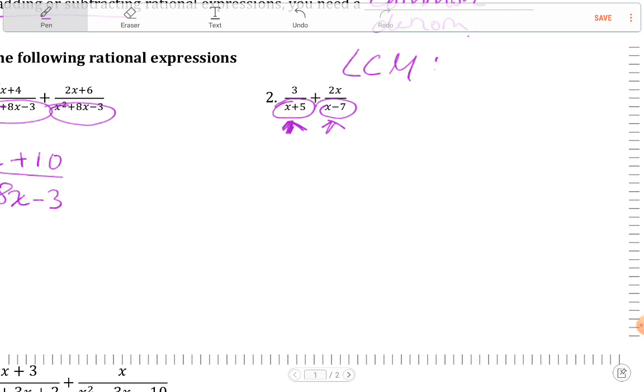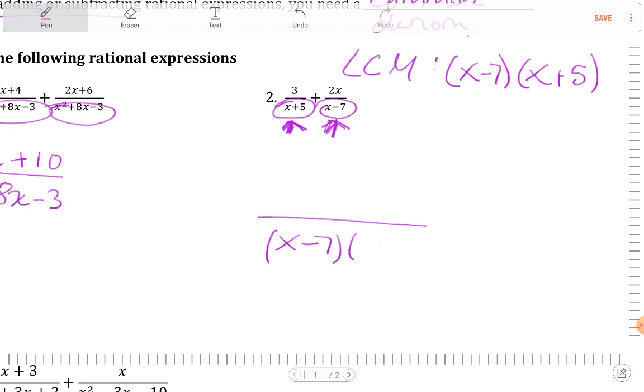And this side, we're missing an x minus 7. And what is missing on this side? I'm missing an x plus 5. It's like cross multiplying. So the least common multiple that I can find is x minus 7 times x plus 5. So this becomes my denominator. And then we need to multiply out.